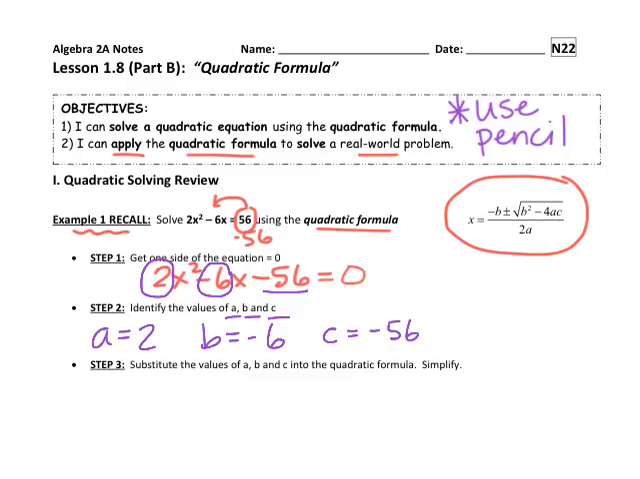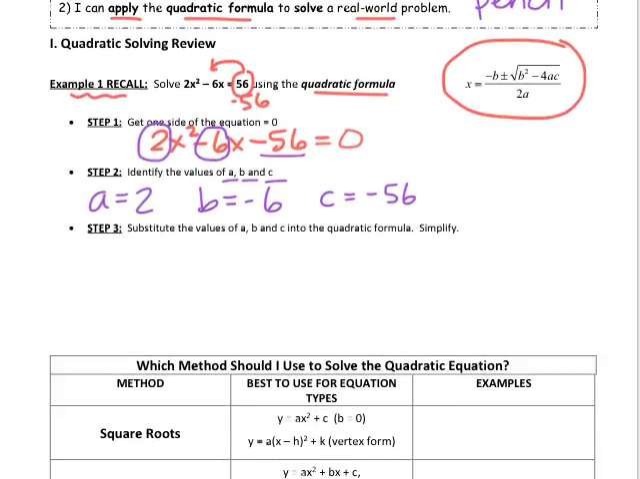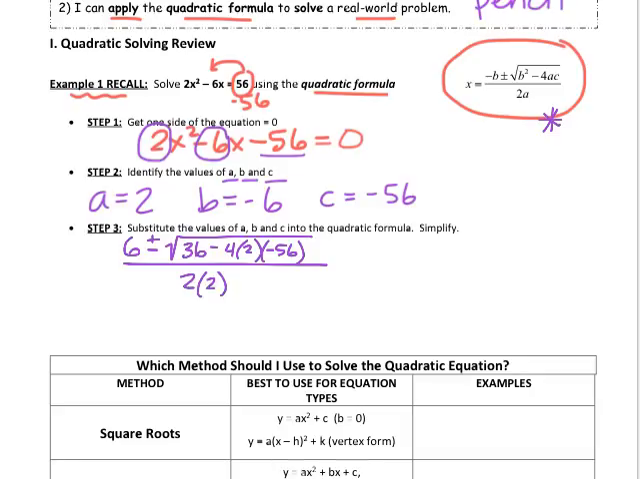Step 3. Substitute the values of a, b, and c into the quadratic formula and simplify. All right, let's go ahead and do that. So we see our quadratic formula here, and I'm going to take the opposite value of b, which is just going to be 6 in our case, plus or minus, and I am going to square b, so that's going to be 36, positive 36, minus 4 times my a value times my c value, and all of that is going to go over 2 times 2 because a is 2 in this case.